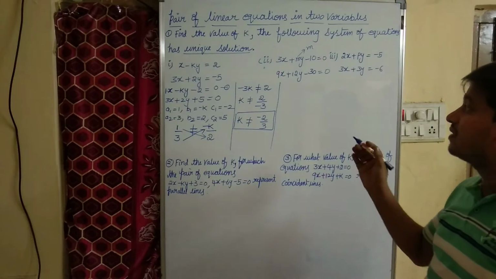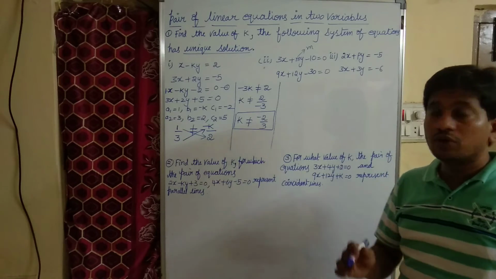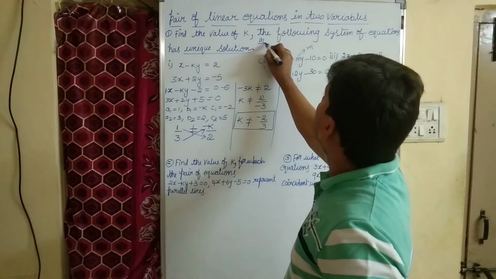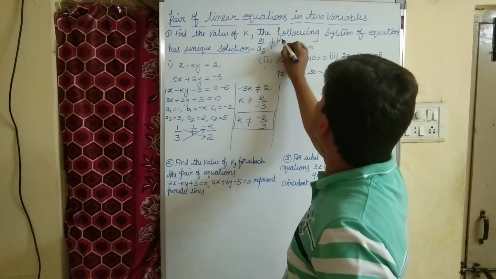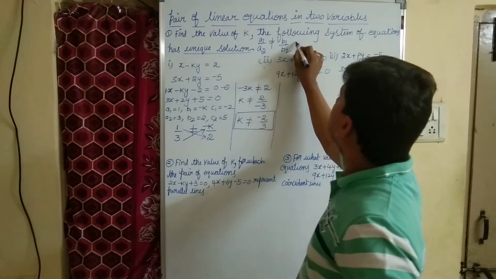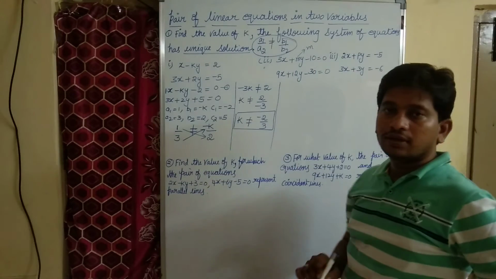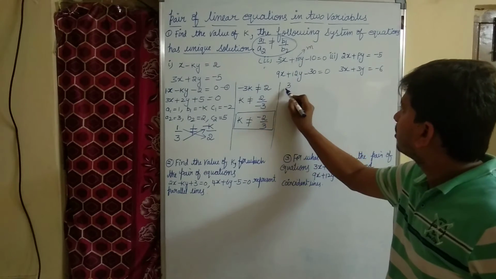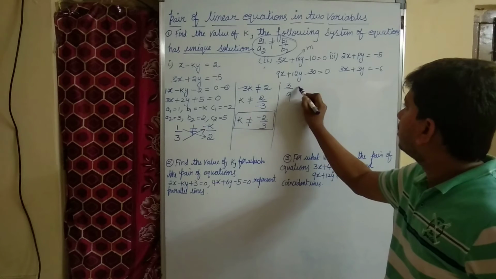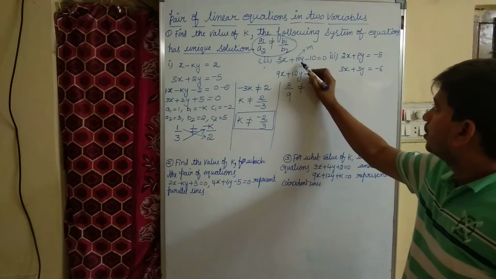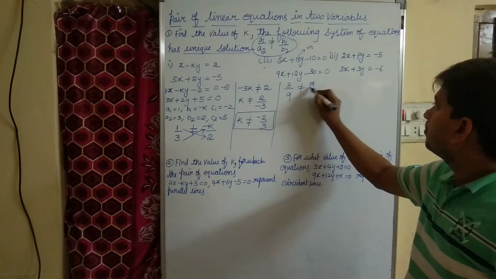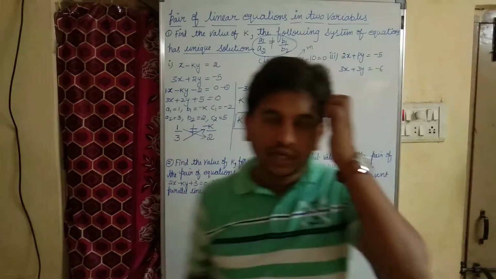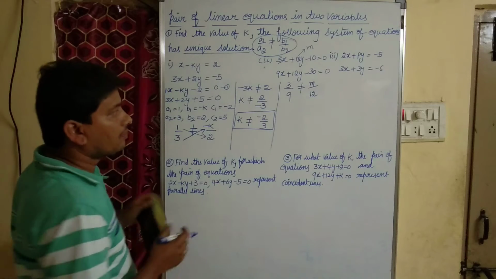The following system of equations has a unique solution. We know the condition for unique solution is a1 by a2 is not equal to b1 by b2. You have to remember this, right? Here in this second case, our a1 value is 3 and a2 value is 9, not equal to b1 value m and b2 value 12. Is it clear? a1 by a2 is not equal to b1 by b2.